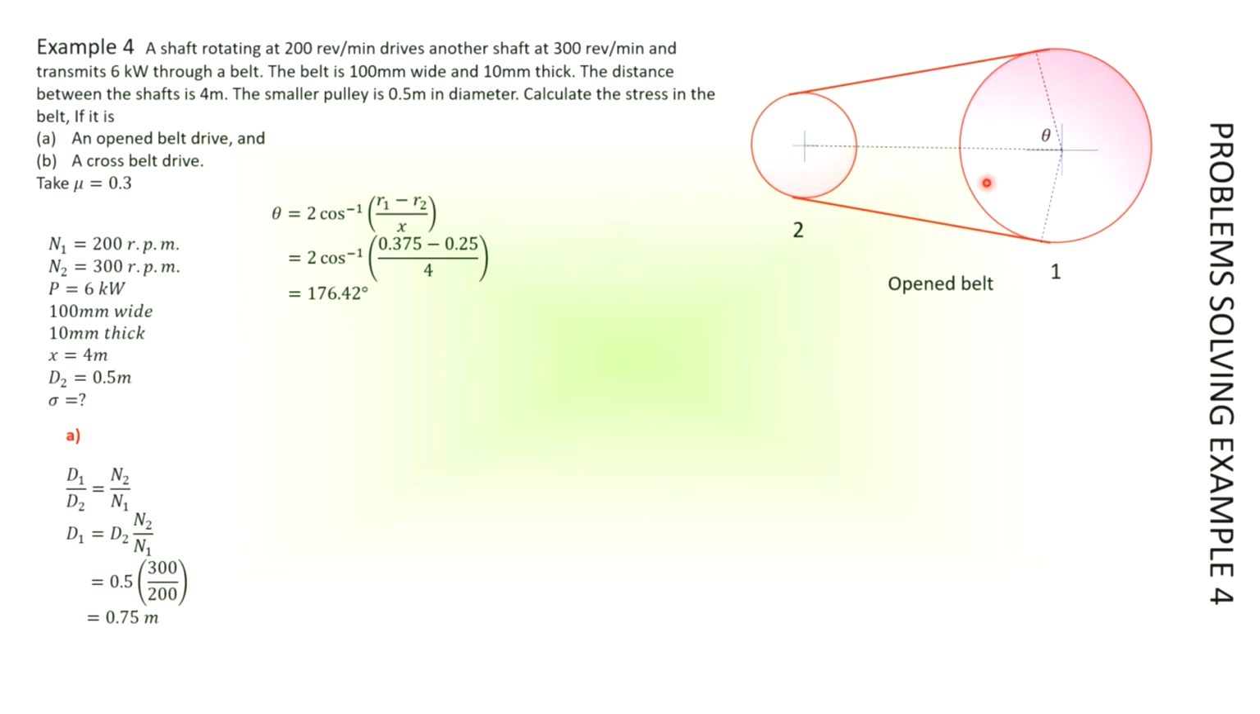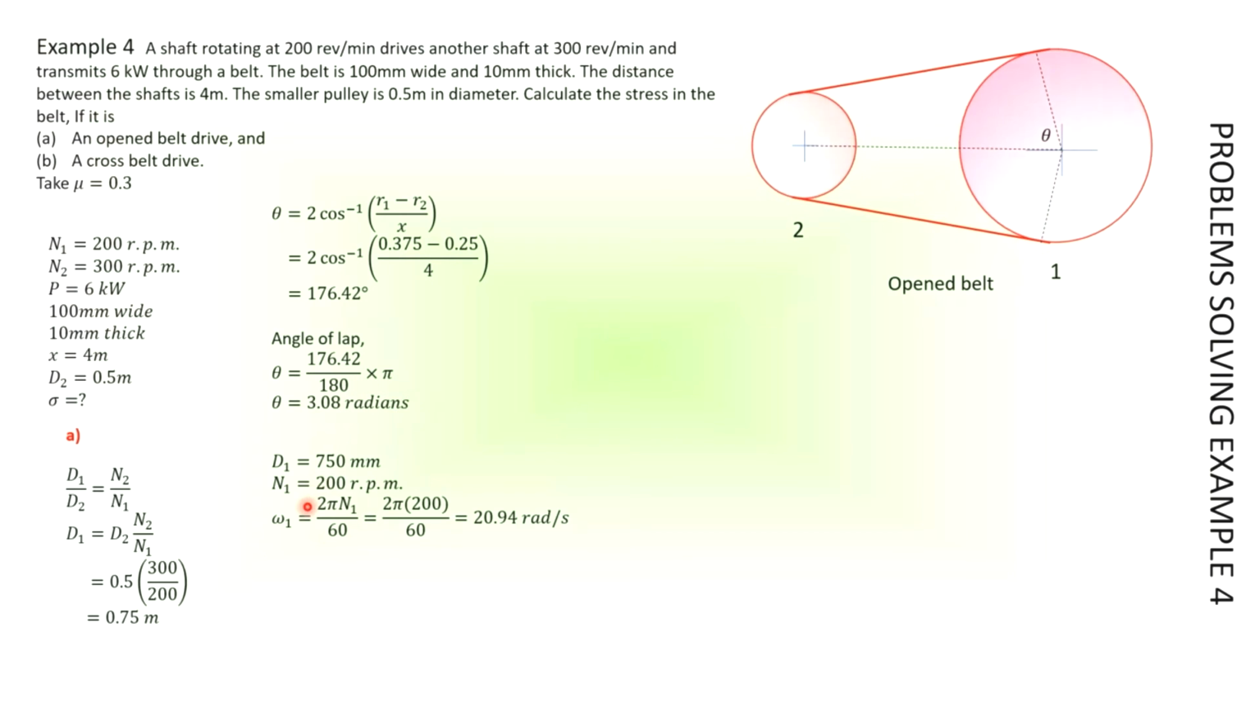So then this is open. For the open belt drive, the angle of lap we can use straight away to find theta, which is 176.42 degrees. To convert it to radians, you have 3.08 radians.